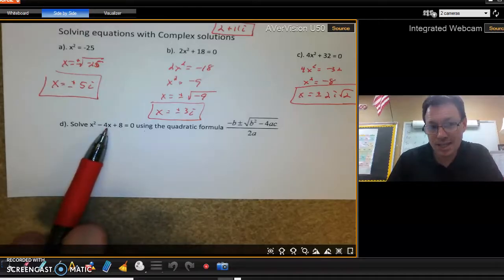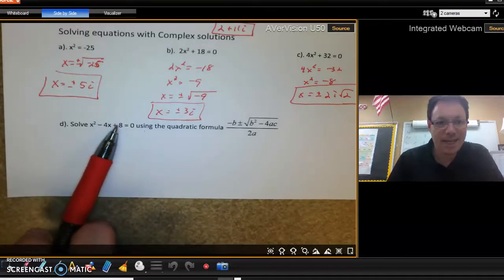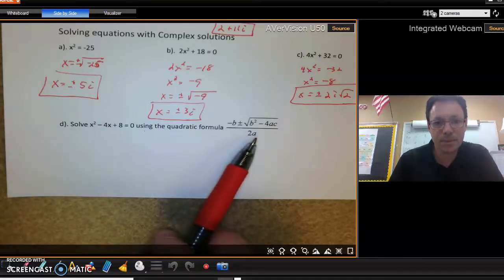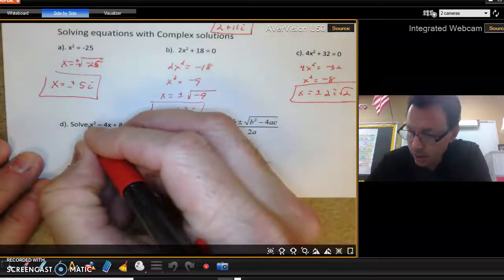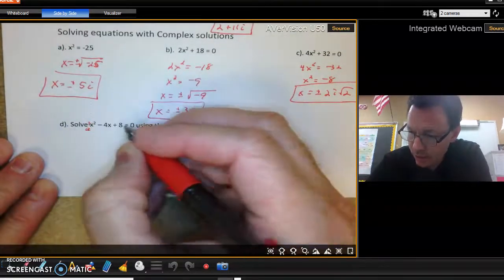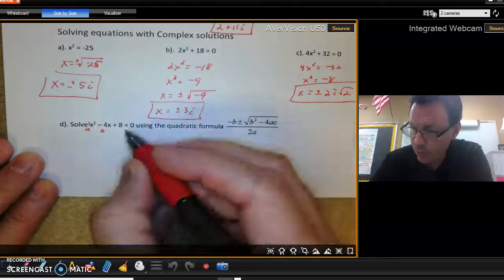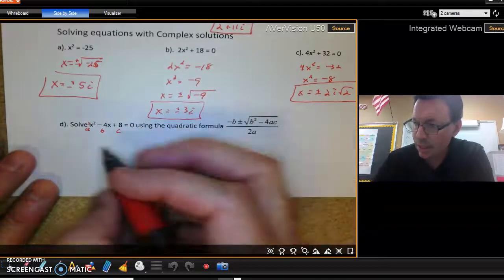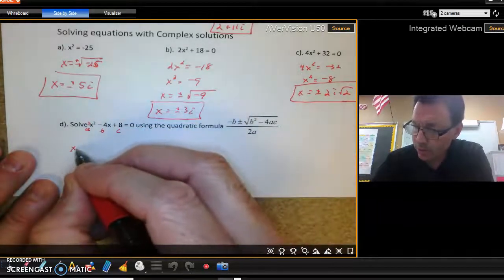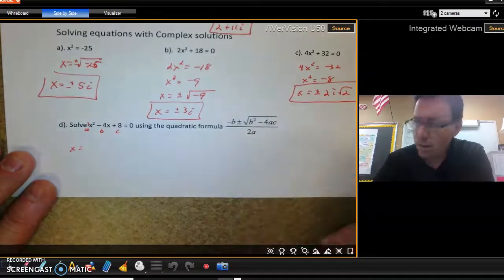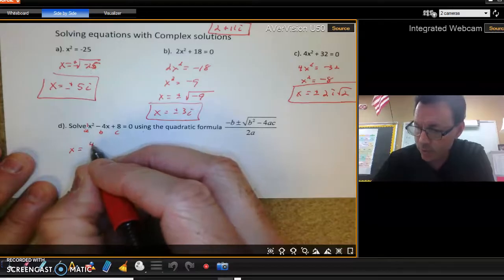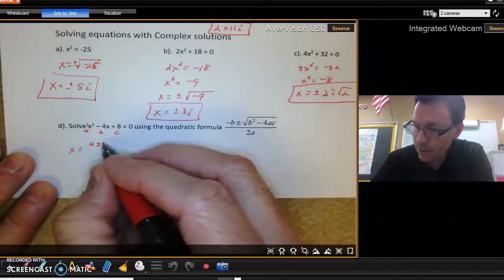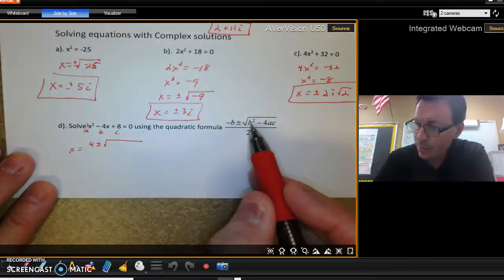Okay, last one we're going to do is going to be a quadratic where we've got an x squared. We've also got an x, and we have a constant. So for this one, we're going to have to use the quadratic formula. Okay, so take all these numbers. So our a is 1, our b is negative 4, and our c is 8. And we're going to plug those into the quadratic formula. So what have we got? Negative b, so negative negative 4, so 4 plus or minus square root b squared.